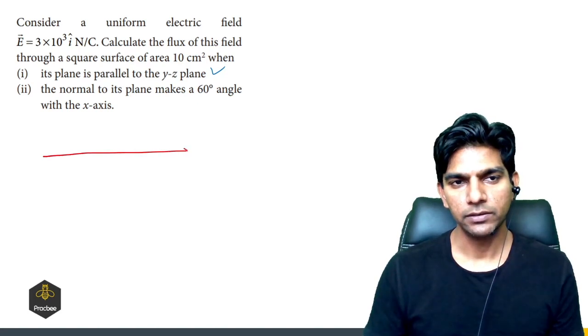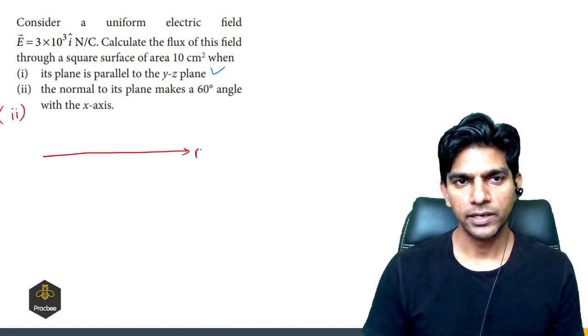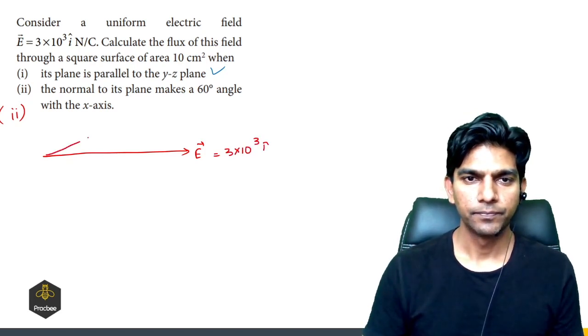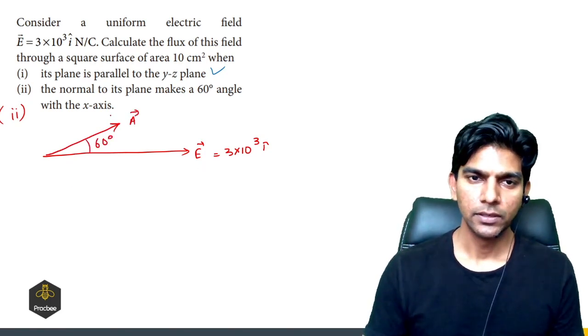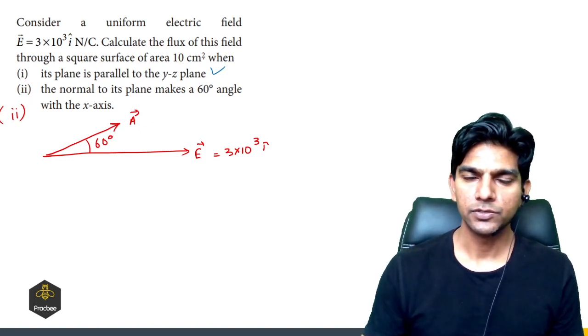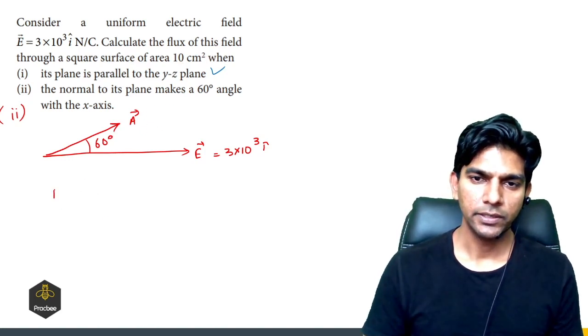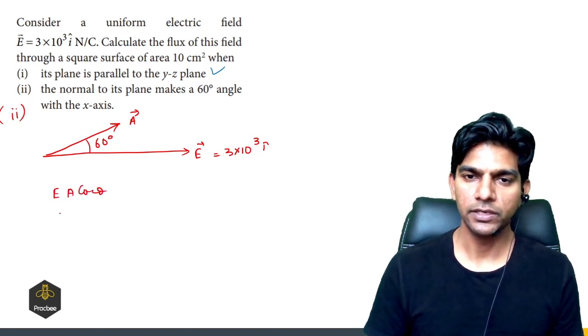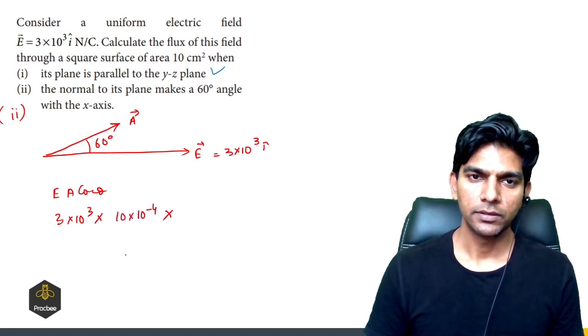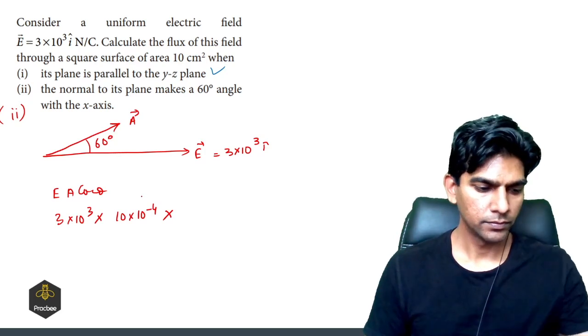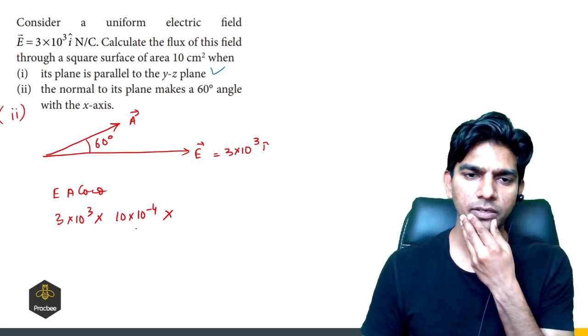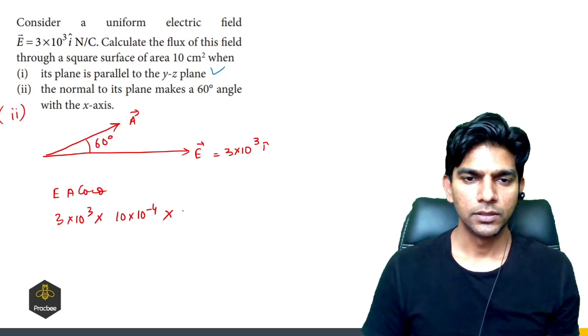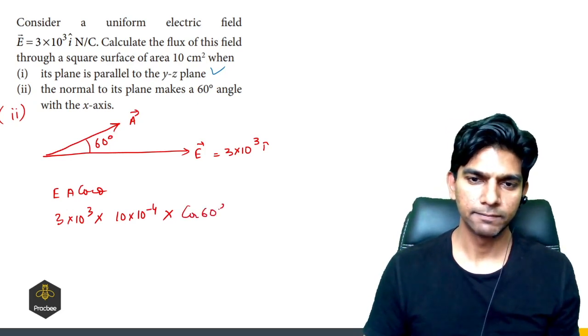So if this is the electric field, I'm doing the second part. The electric field is 3 into 10 raised to power 3 i cap, and the area makes an angle of 60 degree with the electric field vector. So the area will be 10 square centimeter. So it will be E A cos theta. E is 3 into 10 raised to power 3, A is 10 into 10 raised to power minus 4, times cos 60 degree.